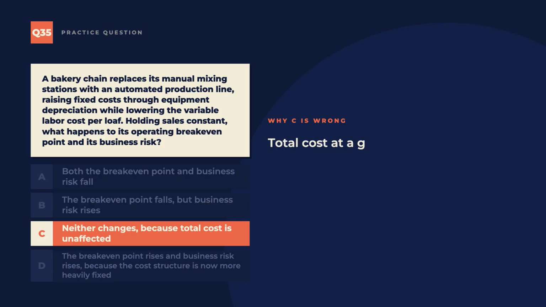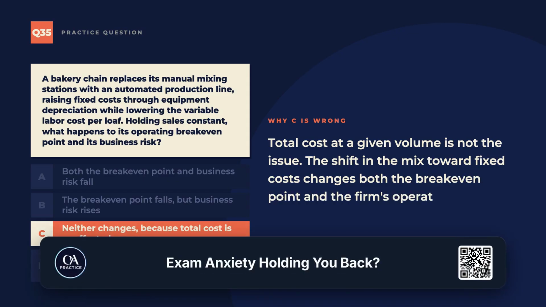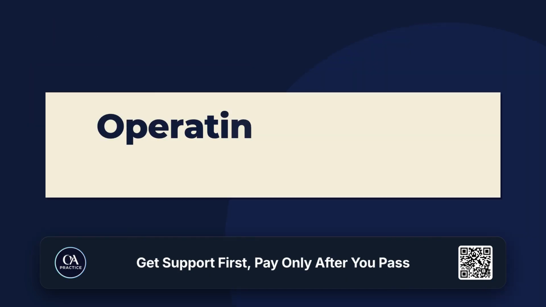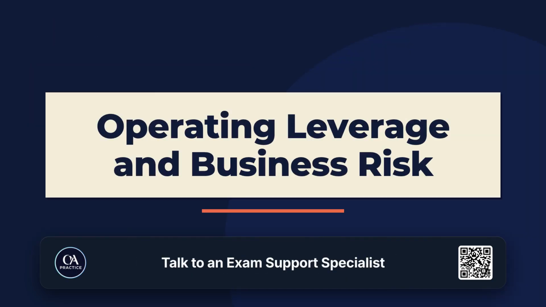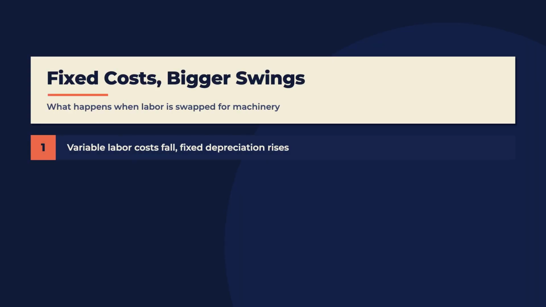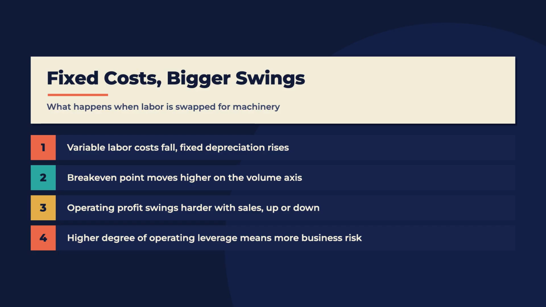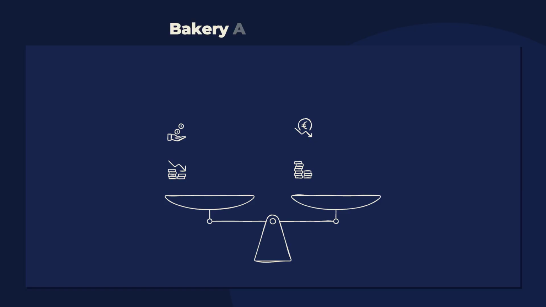C is wrong because total cost at a given volume is not the issue. The shift in the mix toward fixed costs changes both the break-even point and the firm's operating leverage, even if total cost looks similar. A purely operational choice, like automating production, can quietly rewrite a firm's risk profile without touching how it's financed at all. Trading variable labor for fixed equipment lowers the cost per unit, but raises the fixed cost base, pushing the break-even point higher. With more costs fixed, operating profit now swings harder in both good quarters and bad ones, which is a higher degree of operating leverage and more business risk.